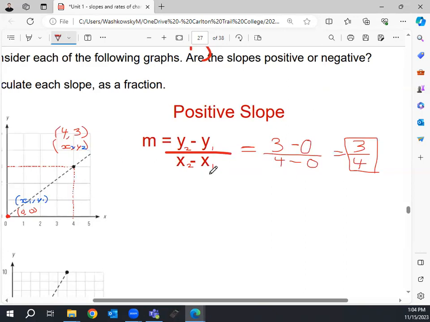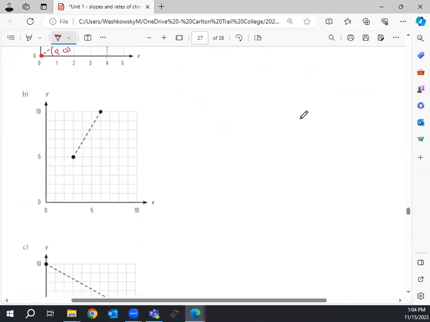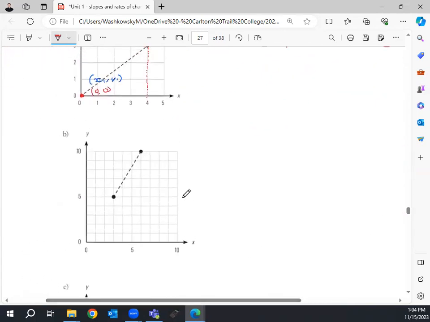So we're done with this first one. We've answered both these things. We figured out the slope and we know whether it's positive or negative. So let's go to this next one. First off, you already said it. It is a positive slope because as we read it from left to right, it's going up.